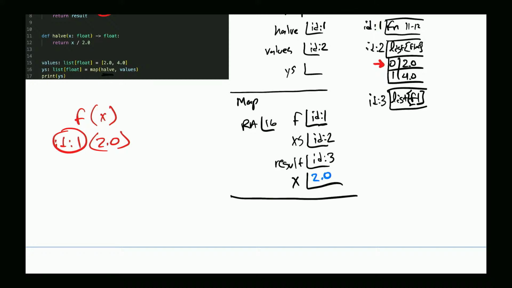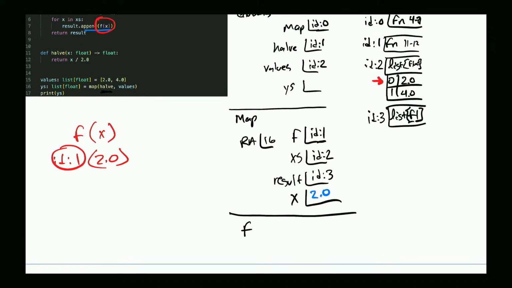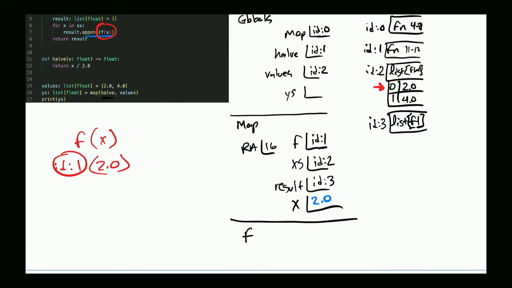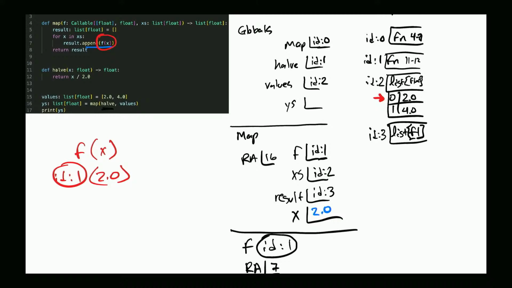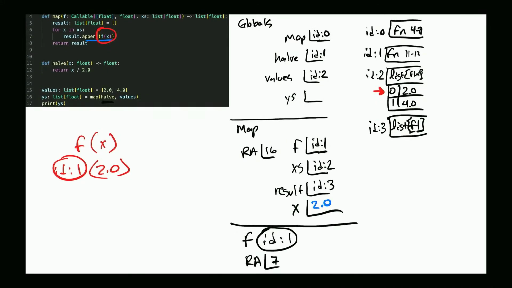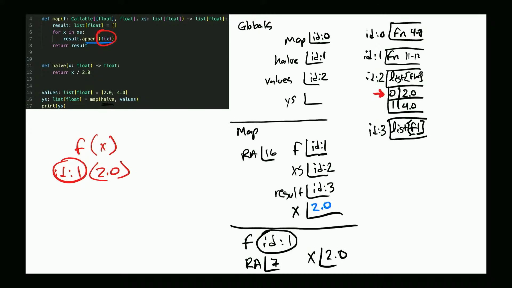And this would be for the function call to f, but this is why we start keeping track of ID1, the function we defined, that this was bound to. And now we have a return address of line 7. And we have an x value that is 2.0. So x is our argument that is 2.0 being passed through, right?